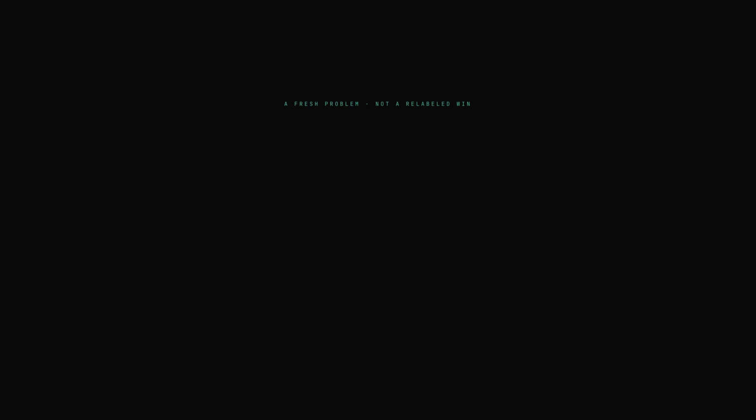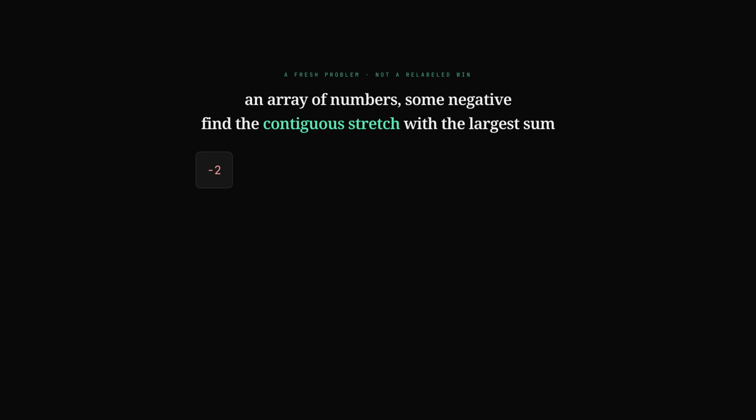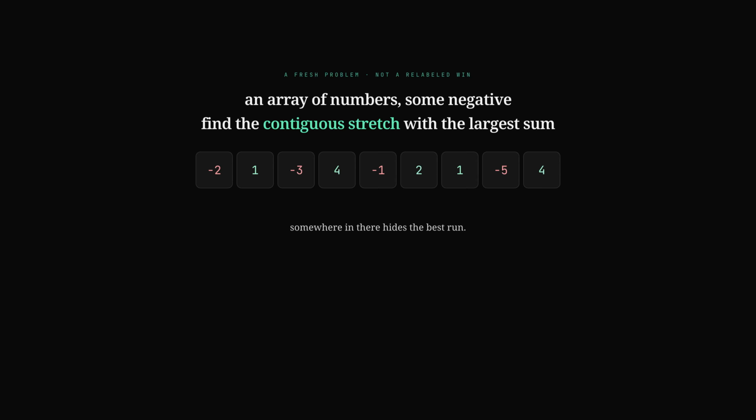Time to use the paradigm on something new, not just relabel old wins. Here's the problem. An array of numbers, some negative. Find the contiguous stretch with the largest sum. Say, -2, 1, -3, 4, -1, 2, 1, -5, 4. Somewhere in there hides the best run.